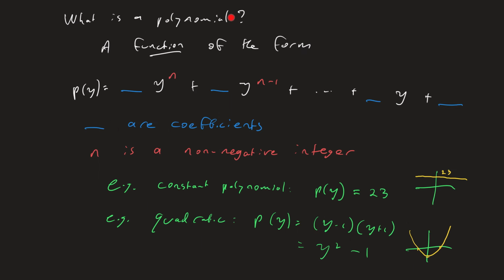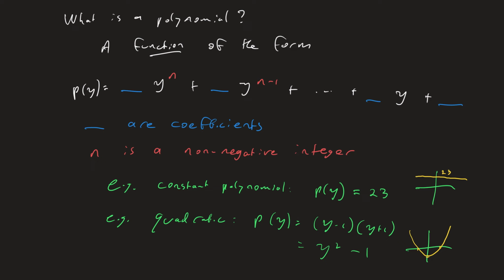Let's recall quickly what a polynomial is. Start with some examples. A constant polynomial, p of y equals some number. That means no matter what I choose for y, y equals 0, y equals 1, y equals 23 million, y equals the square root of pi, whatever value I choose for y, p of y just returns the number 23. So when we graph it, we just get a horizontal line at 23.